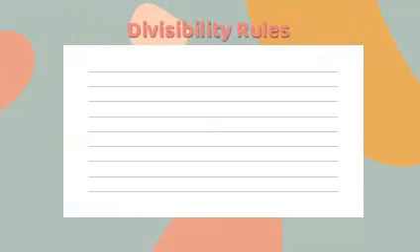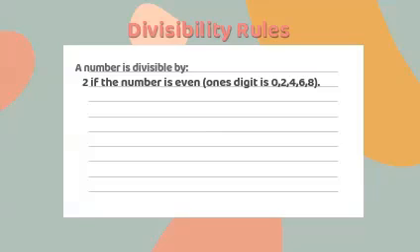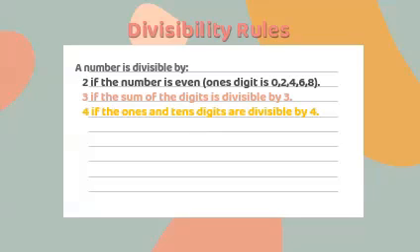So this is a chart that's going to summarize all the criteria. A number is divisible by 2 if the number is even or the ones digit is 0, 2, 4, 6, and 8. A number is divisible by 3 if the sum of the digits is divisible by 3. A number is divisible by 4 if the ones and the tens digit are divisible by 4. A number is divisible by 5 if the number ends in a 5 or 0.